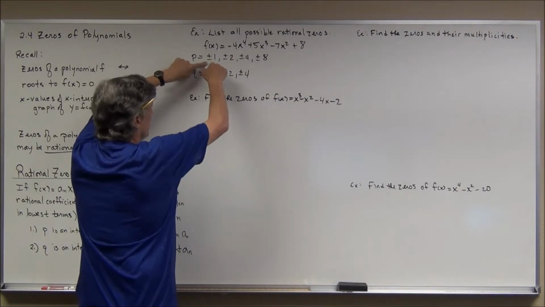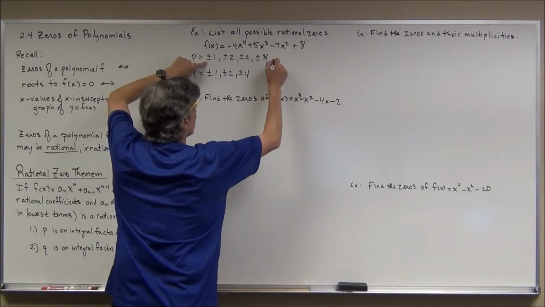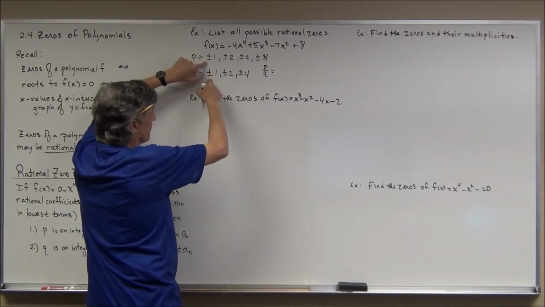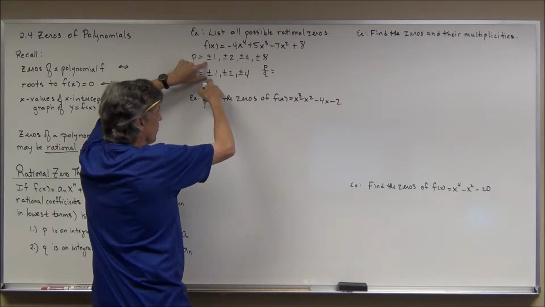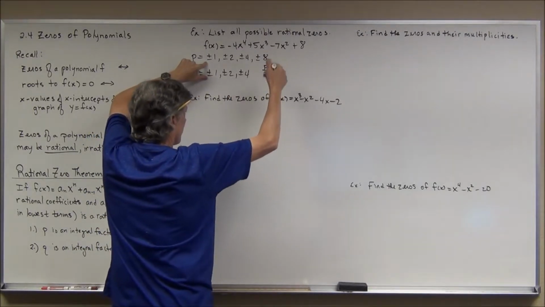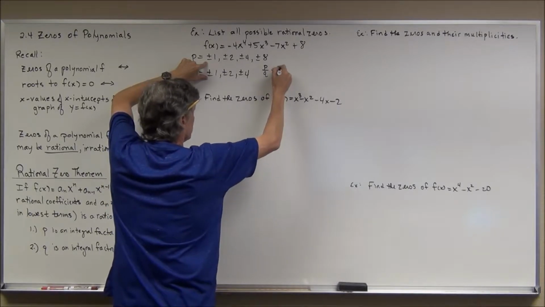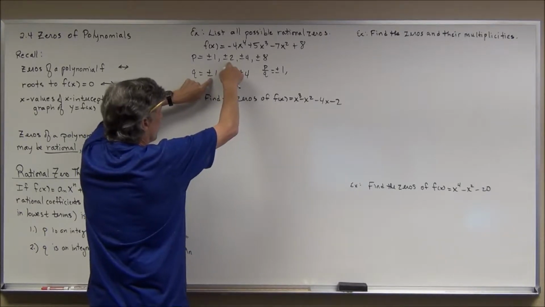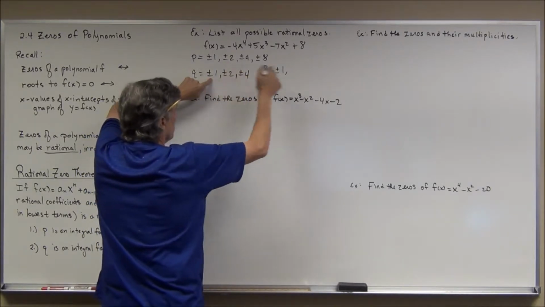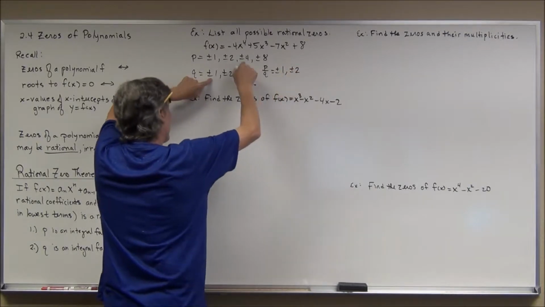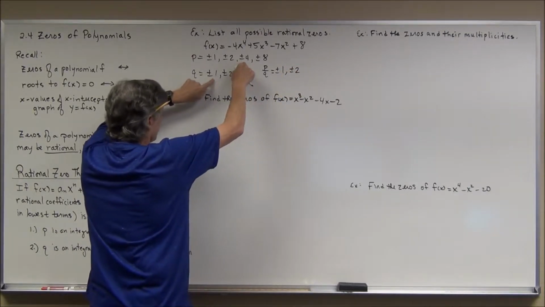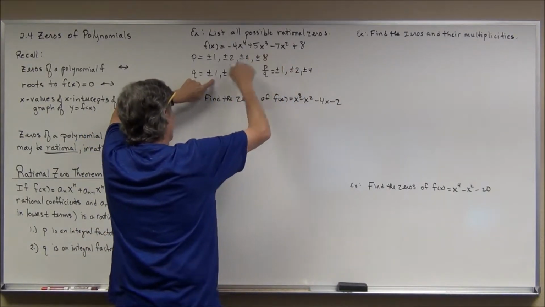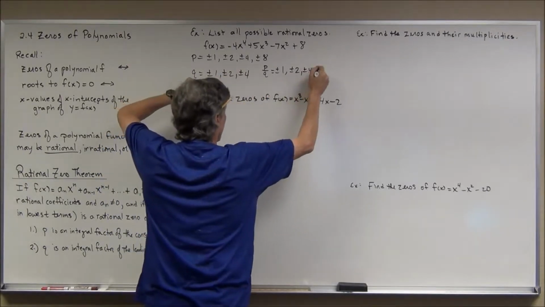All right, so if I go P over Q, it could be positive or negative 1 over positive or negative 1. Whether you divide positives or negatives or one of each, you're going to get positive or negative 1. It could be positive or negative 2 over positive or negative 1, so that could be positive or negative 2. It could be positive or negative 4 over positive or negative 1, so that could be positive or negative 4. It could be positive or negative 8 over positive or negative 1, so that could be positive or negative 8.